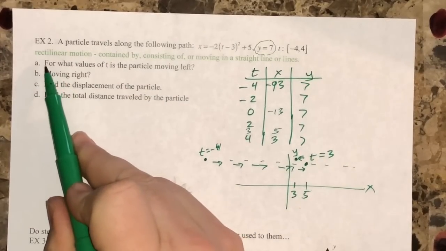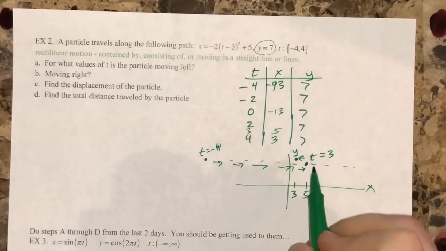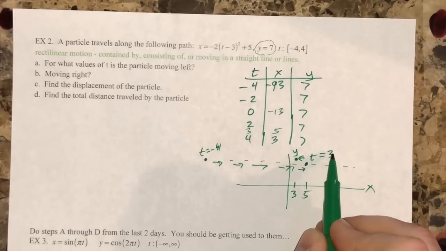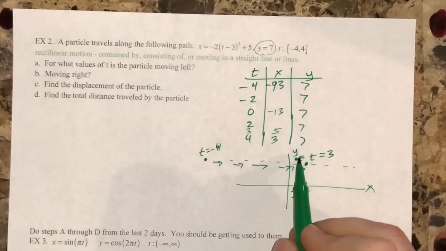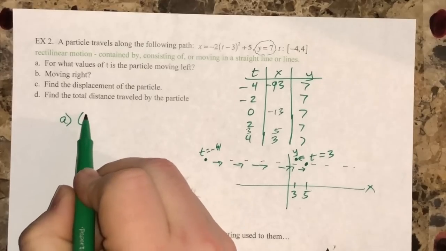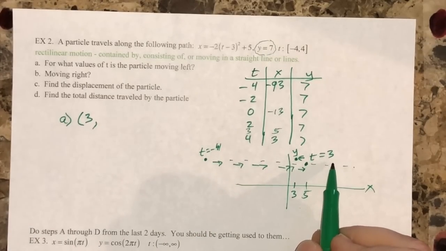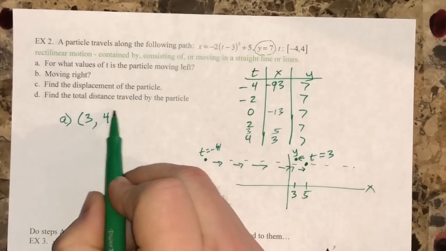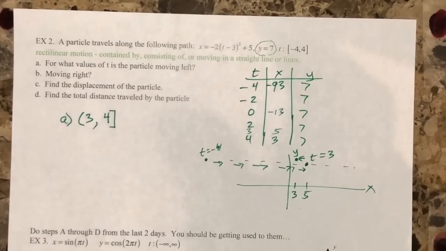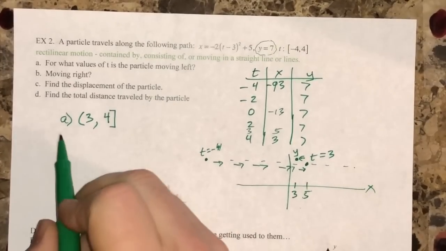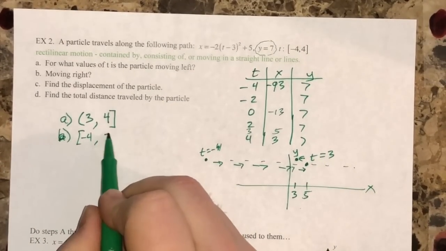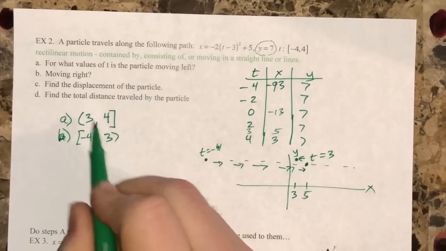So the first question, for what values of t is the particle moving left? Well, the particle moves right from -4 to 3 for time, and then it moves left from 3 to -4. So for A, when t is 3, it's technically not moving left or right, so we shouldn't include it, and it moves left all the way up to 4. Now, whether you include that endpoint is a little bit up for opinion. I'm going to include it. So when is it moving right? B, it's moving right, again, include, and then don't include because it's not moving right or left at 3.